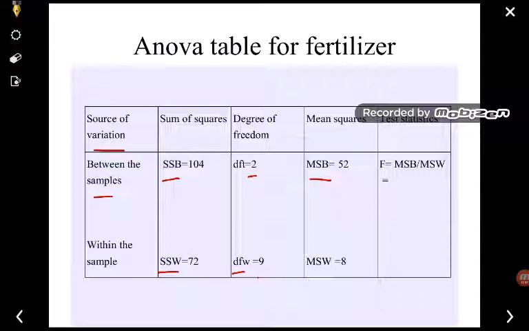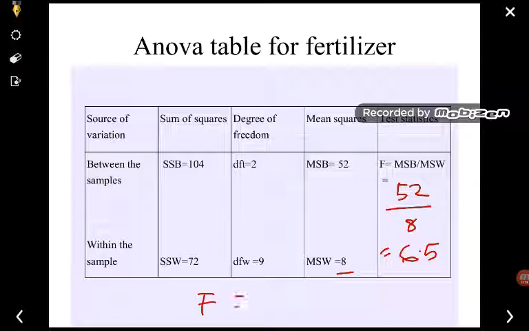Now the last step is finding the F. So F is equal to MSB, that is equal to 52, divided by MSW, which is 8. So 52 divided by 8 we get 6.5. So what is the value of F? F is equal to 6.5.